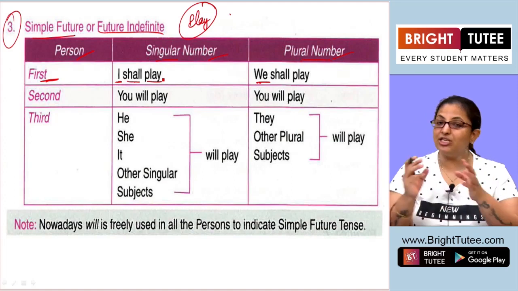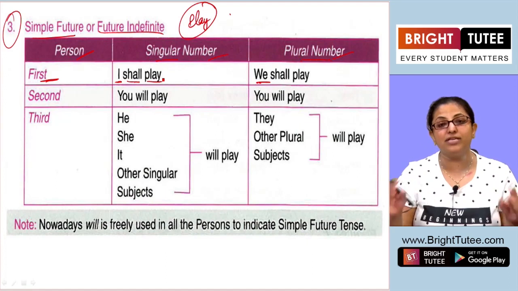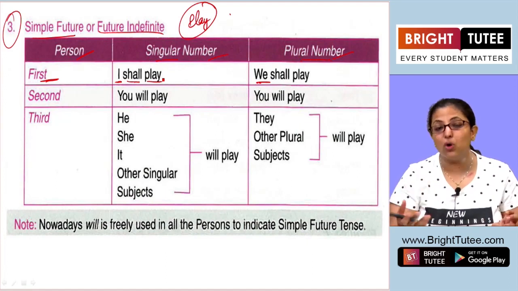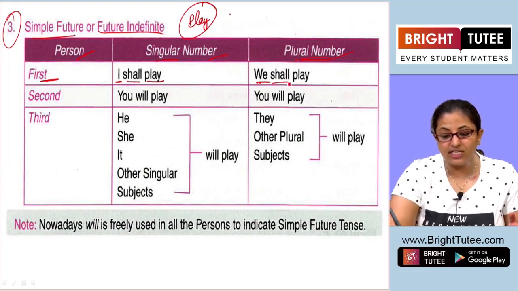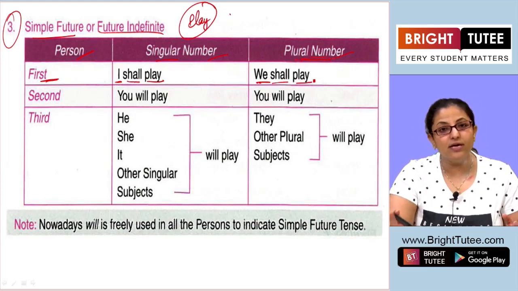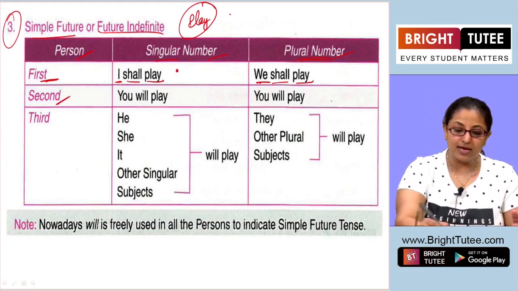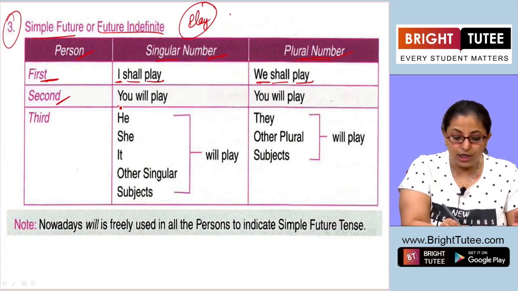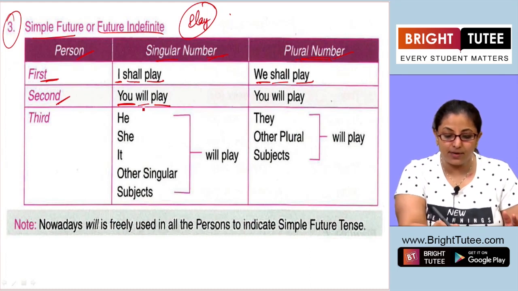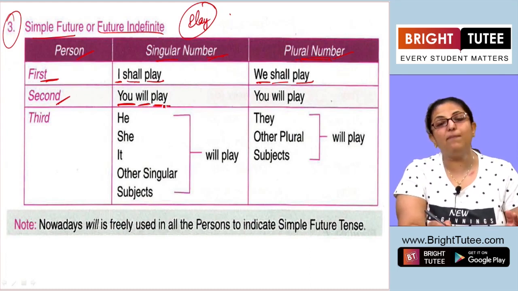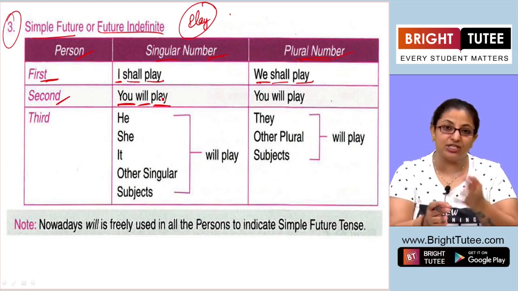So it is I shall play. This is a simple future tense sentence. This sentence shows that the action will happen in the future. In the plural number, we shall play for the first person. Coming to the second person, singular number, you will play. Now for the second person, we have added will play. The action shows that you are going to do this action in the future.